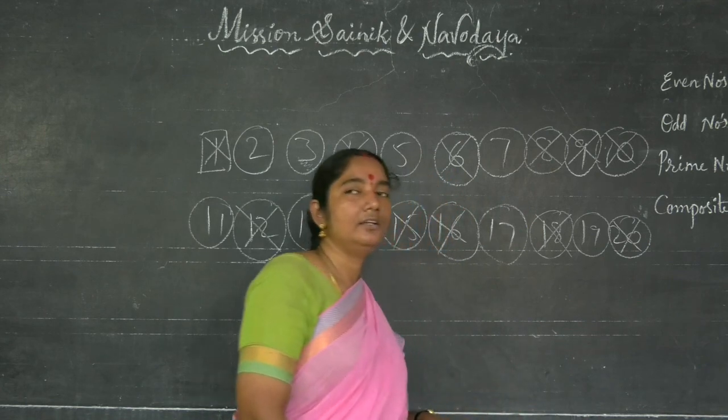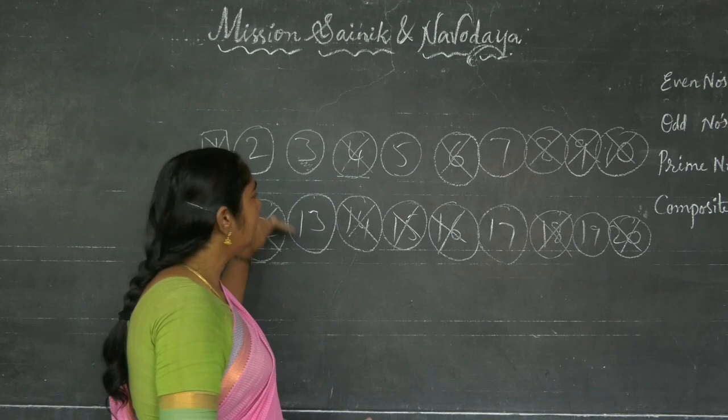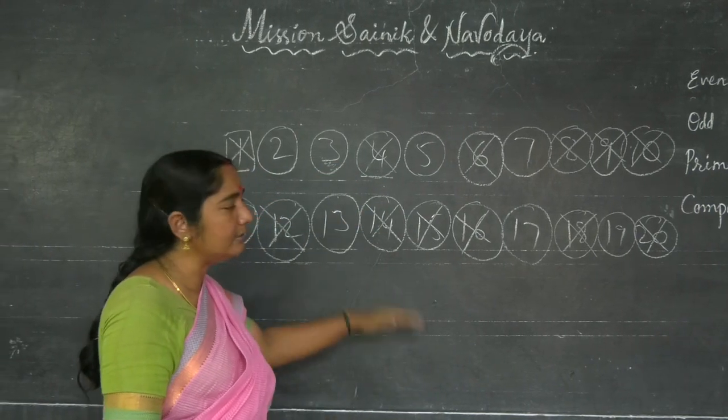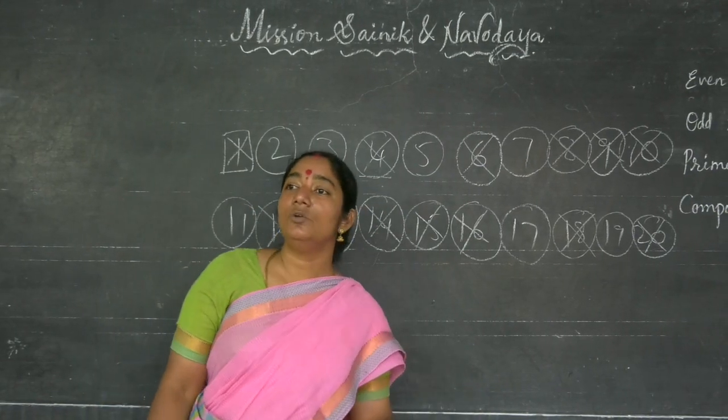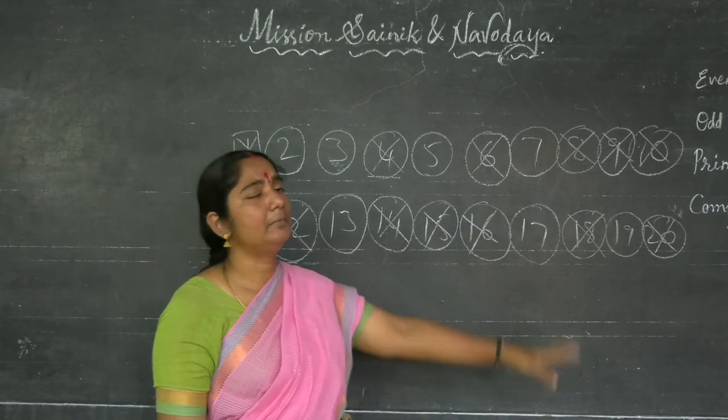In that way you write for up to 100, which is a prime number. In that way you make more lines also up to 100. Then you will understand which is a composite number and which is a prime number.